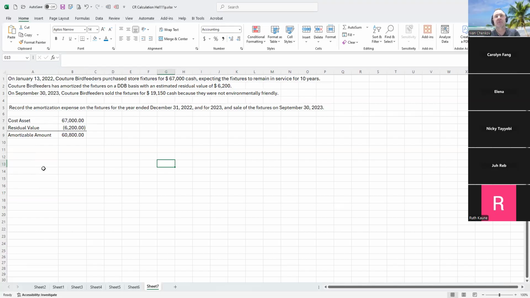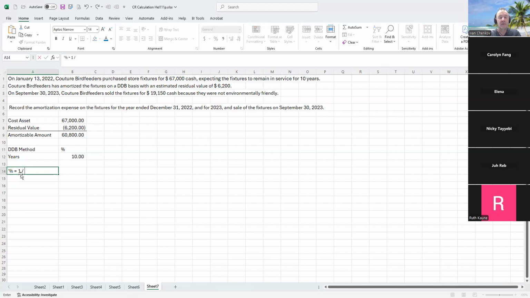Not really. What do we need for the double declining balance method? We need the percentage, right? That's what's gonna save us, the percentage. How are we gonna get that percentage? The number of years is 10 years, and the percentage will be equal to 1 divided by the number of years. Correct?